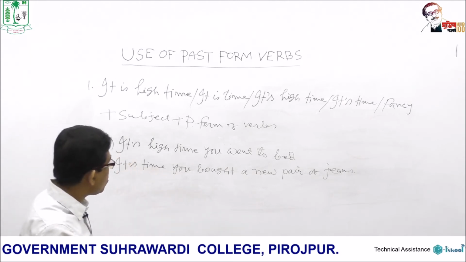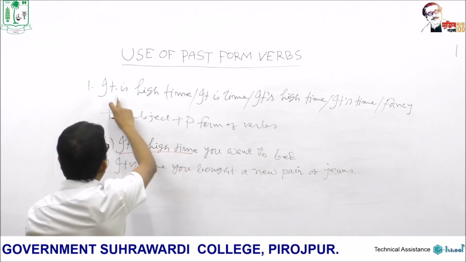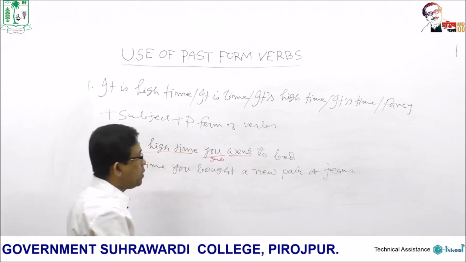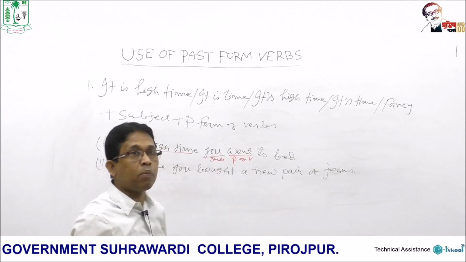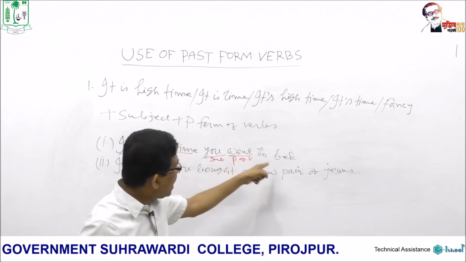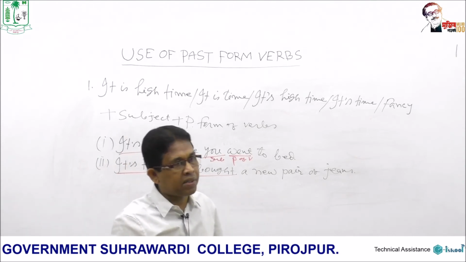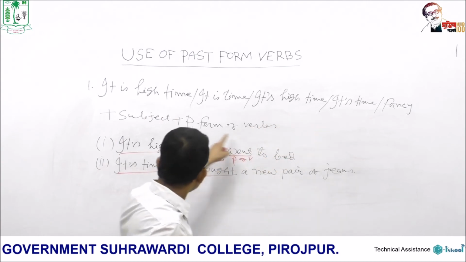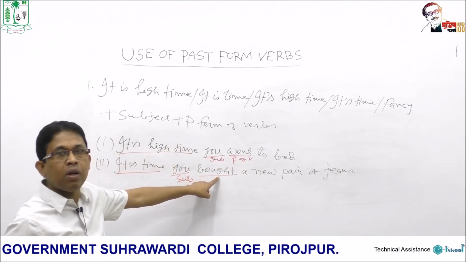Anyway, let's try to understand these 2 examples. It's high time you went to bed. It's high time, then subject, as we have mentioned: it's time or it's high time plus subject. Here this is the subject, and we are talking about this verb, the past form of verbs. That is, when there is it's time or it's high time, then comes the subject, then we have to use the past form of verbs. So we have used here went, not go or gone or anything else. In the same way, it's time, the same rule, plus subject, you bought, the past form of buy. As per the rule, we have used bought, the past form of buy here.